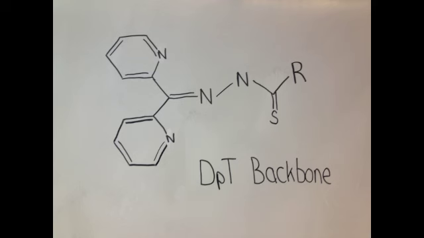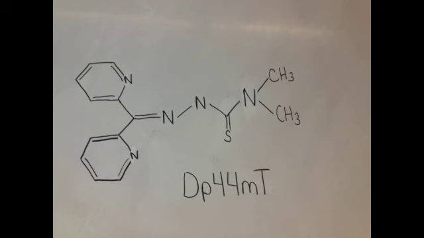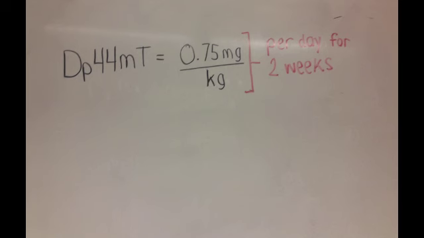The researchers found that chelators that had a DPT backbone were the most effective chelating agents. Specifically, the DP44MT ligand showed the most effective anti-tumor activity. In their study, the researchers added 0.75 milligrams of DP44MT for every kilogram of body weight.